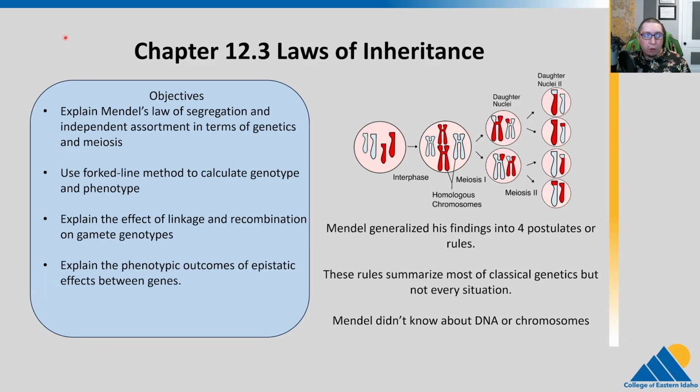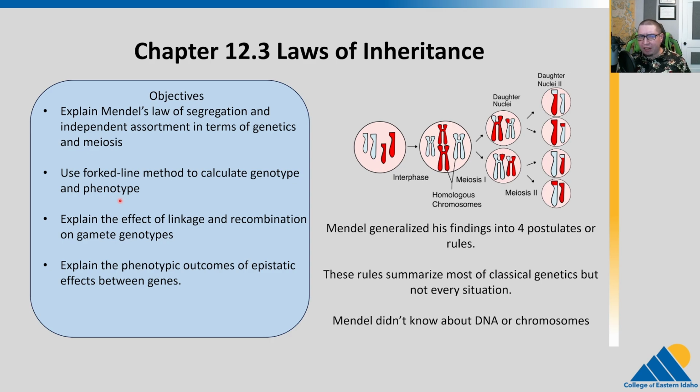So now that we've seen Mendel's experiments, we're going to talk about what's going on behind the scenes, controlling the genotype that's in there. And we also need to look at what happens when we have multiple traits. So we'll talk about Mendel's law of segregation and independent assortment in terms of genetics and what's going on in meiosis. We will examine this thing called the fork line method that can be used to calculate genotype and phenotype probabilities. This is based on our probability laws that we've talked about.